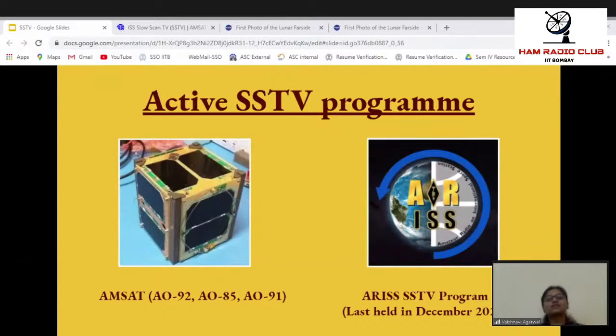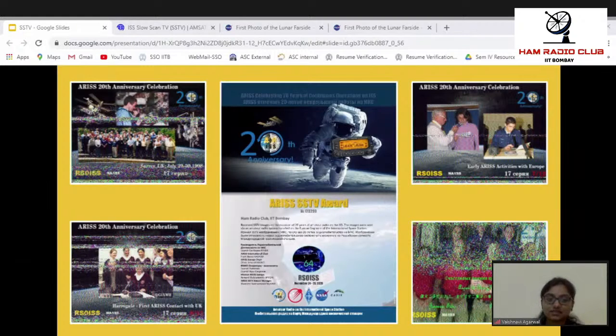There are some active SSTV programs that allow hams to receive signals from SSTV. AO92 was handed over to AMSAT in the year 2008 ARISS SSTV event, for which we received an award.